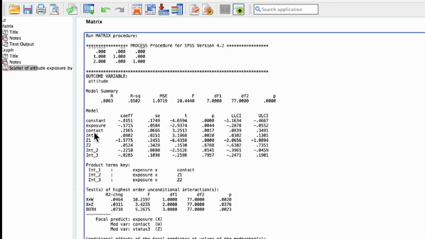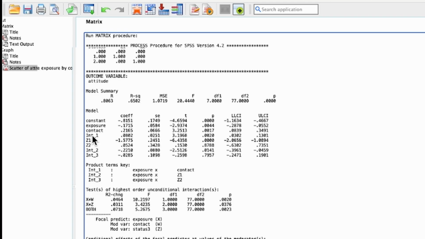The next results show us the model summary, which essentially gives us the amount of explained variance. We test if this is significant or not with an F-test, and we have our model summary with the beta coefficients for the constant, the exposure, the contact with smokers, and we have 3 interactions and the 2 categories that we have for the smoking status.